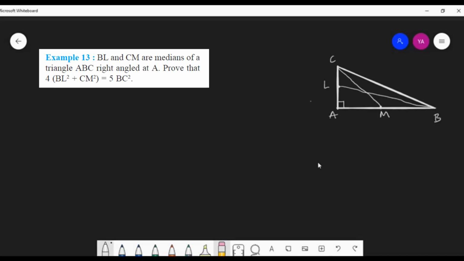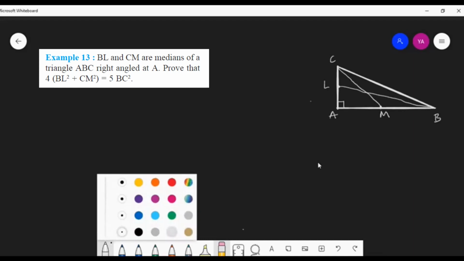Now we want to prove this result. 4 into BL square plus CM square is equal to 5 into BC square. So how can we prove it? Here we don't use any similarity idea, Pythagoras theorem is enough. So how many right triangles can you see? 3 right triangles, right? So simply apply the Pythagoras theorem in the small right triangles inside the large one. Then after applying the Pythagoras theorem, just adding or subtracting, you will reach the result.